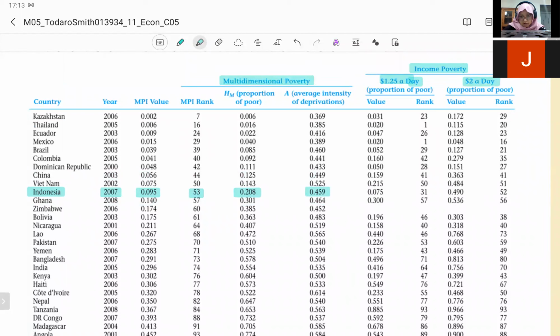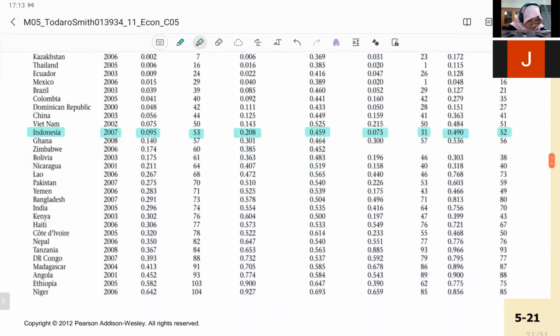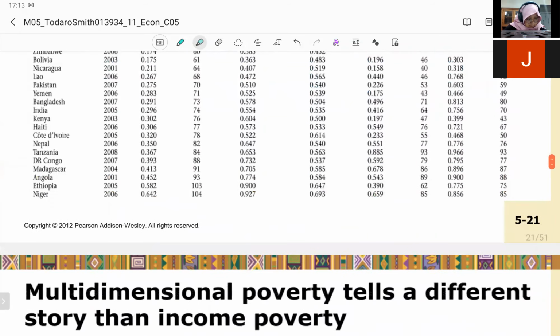With the 1.25 a day, our proportion of poor is about 0.075, and then the rank is 31. With the $2 a day, the proportion of the poor is 0.490, and the rank is 52. Meanwhile, let's compare us with, okay.